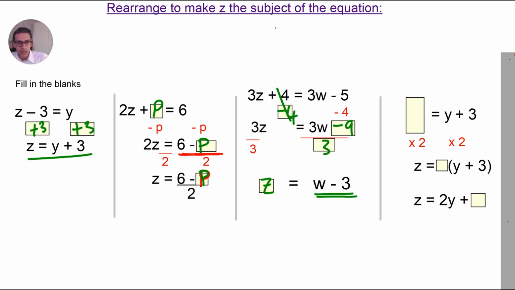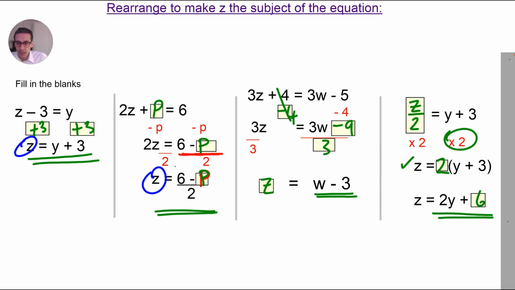And then the last example here, something times 2 gives you z. Well, it's going to be z divided by 2. Z divided by 2 times 2 is z. And if we're multiplying by 2, we're going to have to put the whole thing in brackets with a 2 on the outside, 2 lots of y and 2 lots of 3. There's your answer. Okay, so that was a fill in the blanks, just rearranging. So you'll notice in all these cases we've made z the subject. We've isolated z.